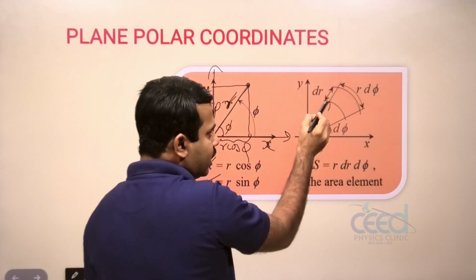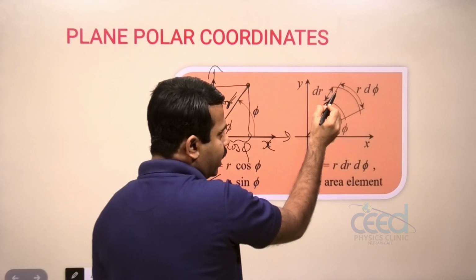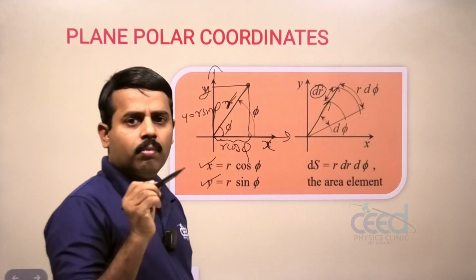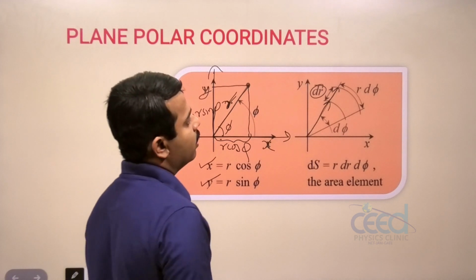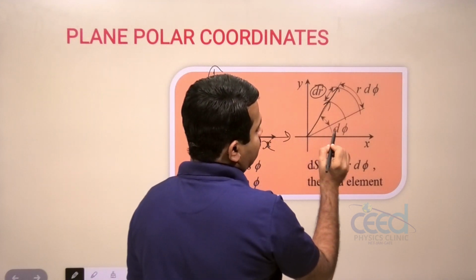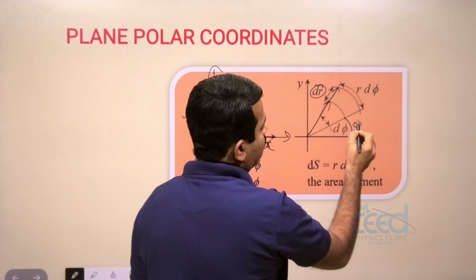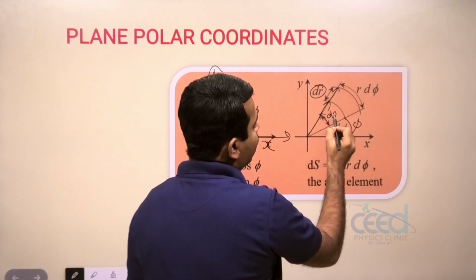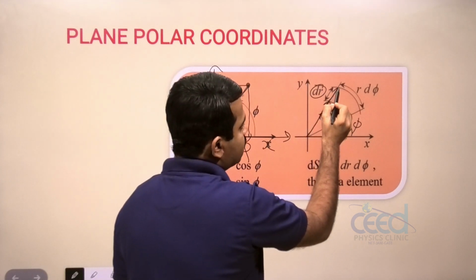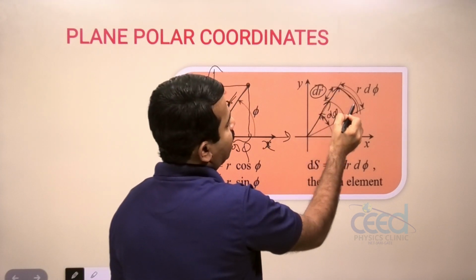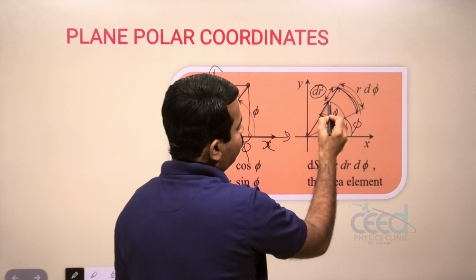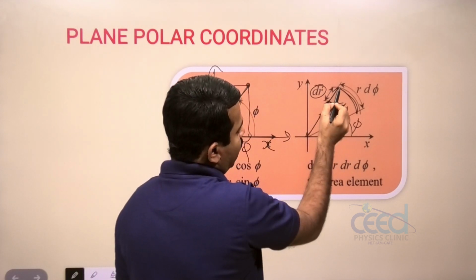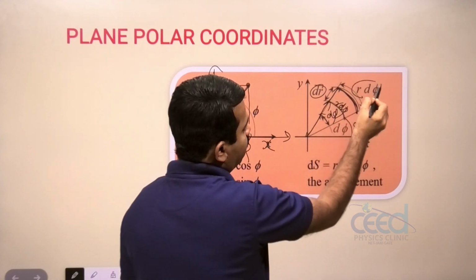Now I am increasing r by a small amount dr. And this is my phi angle. I am increasing this phi by a small amount d phi. Then this arc length is r d phi. This is parallel to that one, so this also is r d phi.